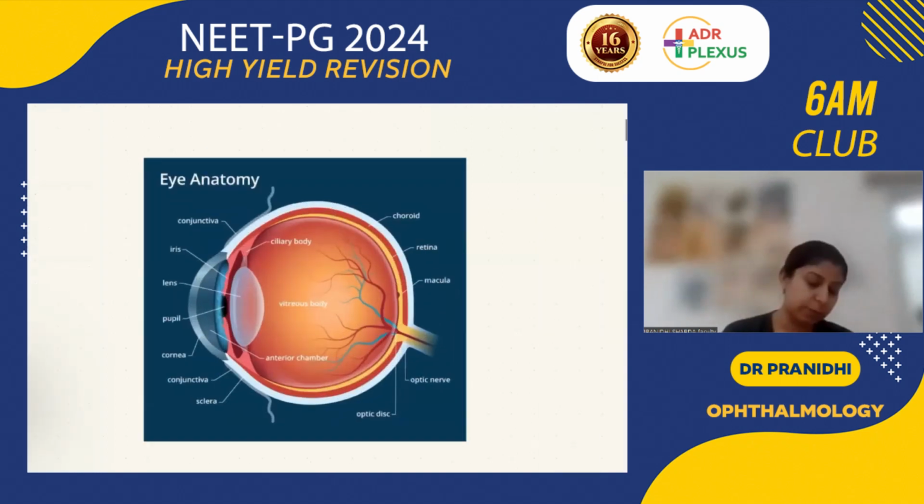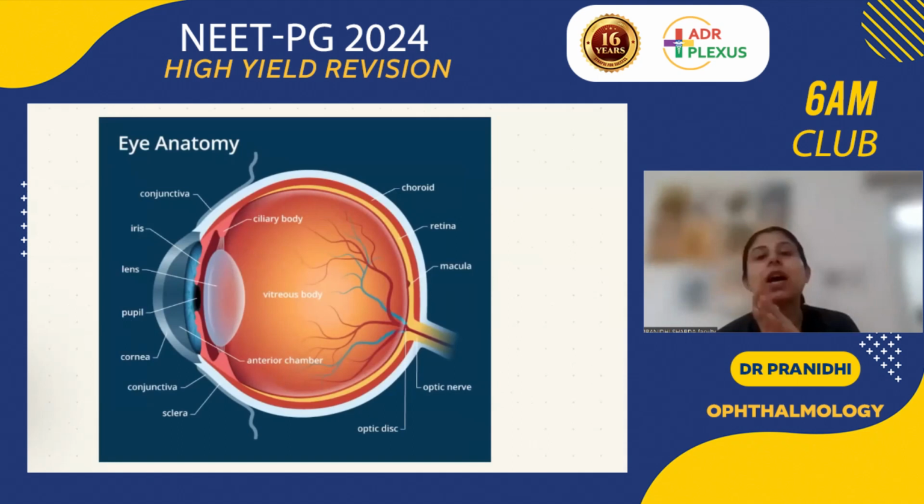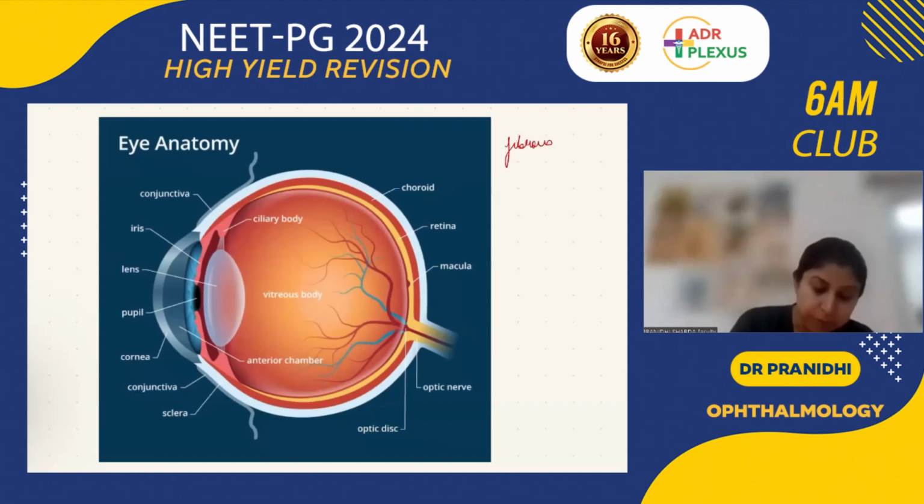Now, when you want to start the topic of the lens, we want to have a quick revision of the anatomy of the eyeball as a whole. We know that there are three coats of the eye. What are the three coats of the eye? The outer one is the fibrous coat, which comprises the cornea and sclera.